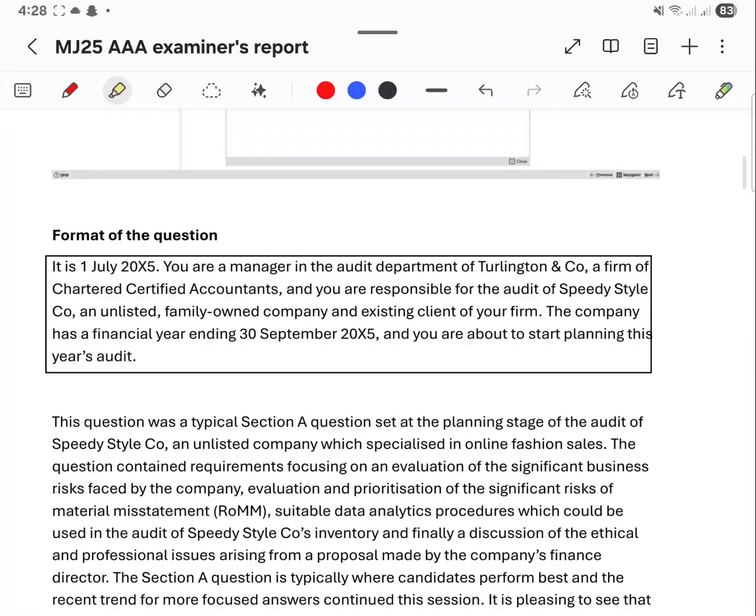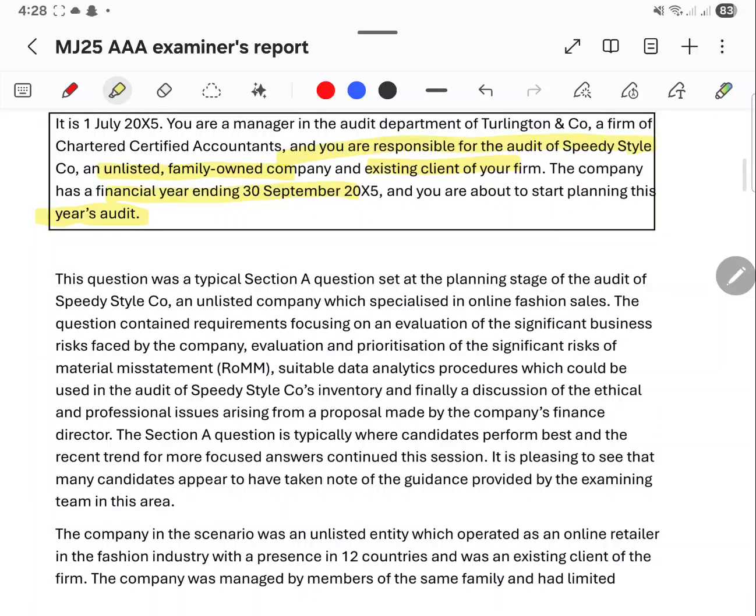It is 1st July. You are the manager in the audit of Turrington and Co, a firm of chartered certified accountants, and you are responsible for the audit of Speedy Style Co, an unlisted family owned company and existing client of your firm. The company has a financial year ending 30th September, and you are about to start planning the year's audit. The question was a typical Section A question set at the planning stage of the audit.